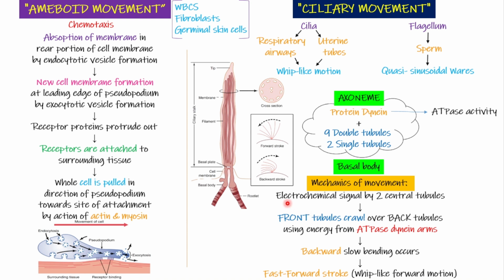So where is the energy coming from for these front tubules to crawl over these back tubules? This energy is provided by the dynein arms, because these dynein arms have ATPase activity. Acting enzymatically, the dynein proteins will break down the ATP and provide the energy to the front tubules to crawl over the back tubules, which will cause the bending, and then there will be a sudden fast forward stroke, just like a whip. So this is the amoeboid movement and the ciliary movement.